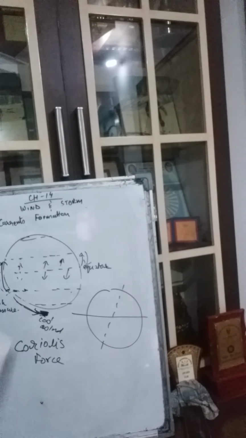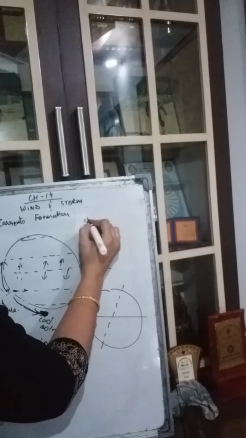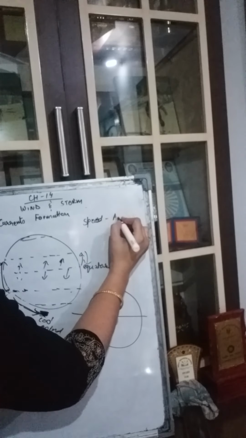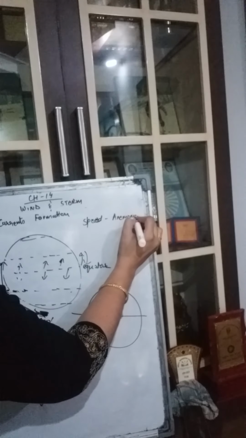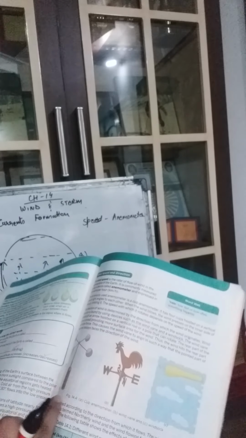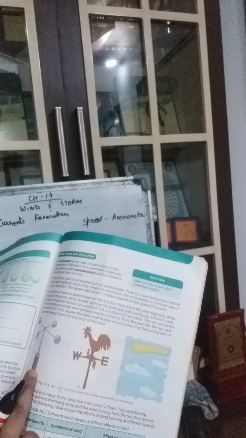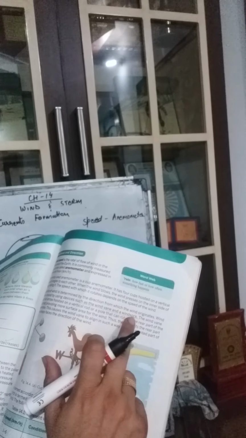Right? Now we come to the various instruments to measure the speed of the wind and the direction of the wind. There are two different instruments. To measure the speed of the wind, we use the anemometer. Right? So the speed is measured by anemometer. Okay? And it is expressed in kilometers per hour. This is one of the anemometers. This is a cup anemometer. Okay, and the direction of the wind is measured by a wind vane and a windsock.